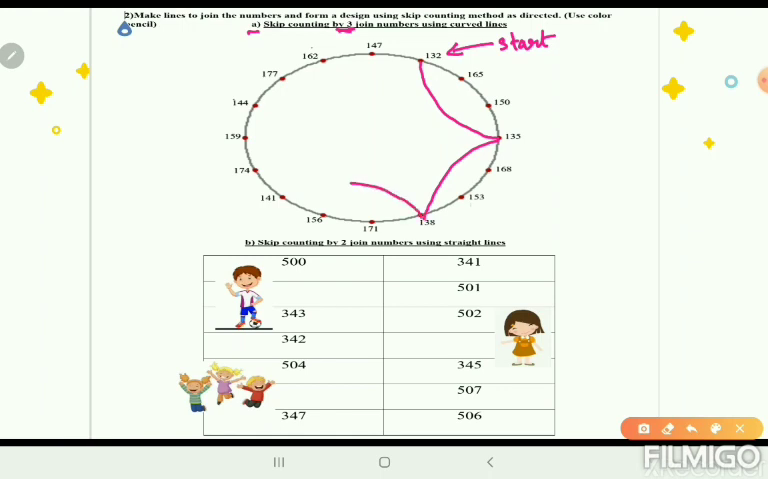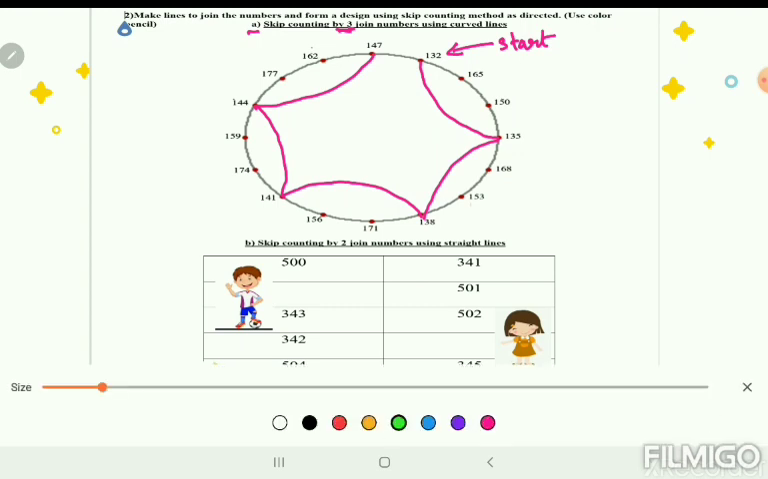So like this you form a pattern and join it with the help of curves, and you are going to reach something like this. Then you can even change the color here, and after 147 skip count by 3, you will get 150 like this. Complete the pattern by skip counting by 3 and form a nice pattern.